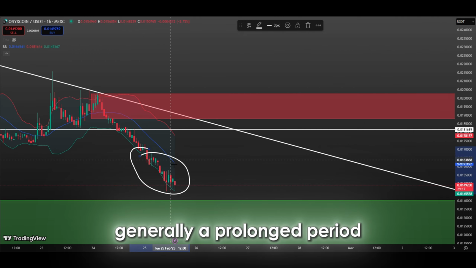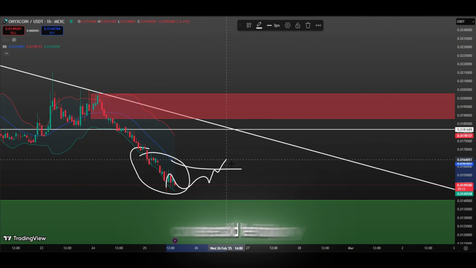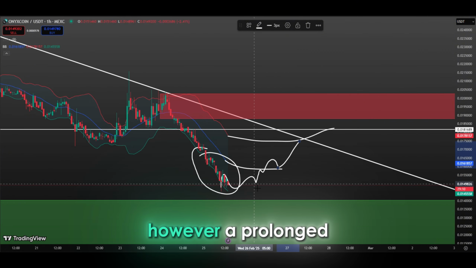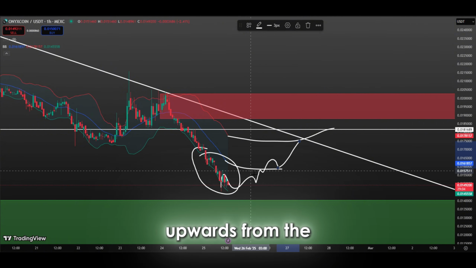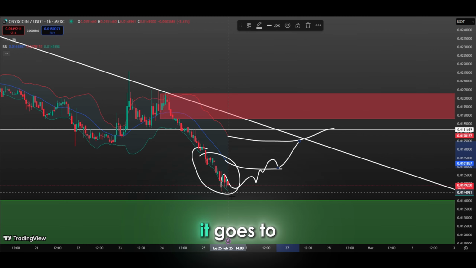Generally, a prolonged period near the lower band of the Bollinger Bands implies that the price is in oversold territory and a reaction rally may be possible. However, a prolonged stay in this area may also indicate weak buying pressure and a continuation of the current downtrend. If it bounces upwards from the lower band, it goes to the middle band, and if it breaks there, it goes to the upper band.